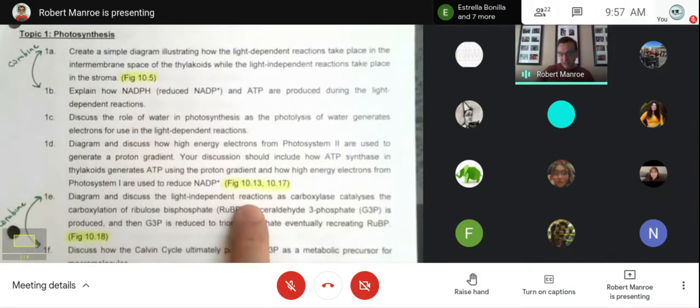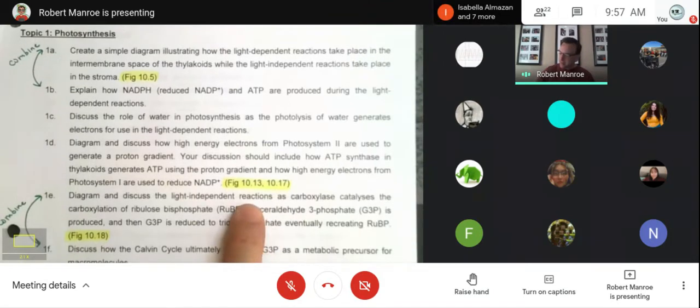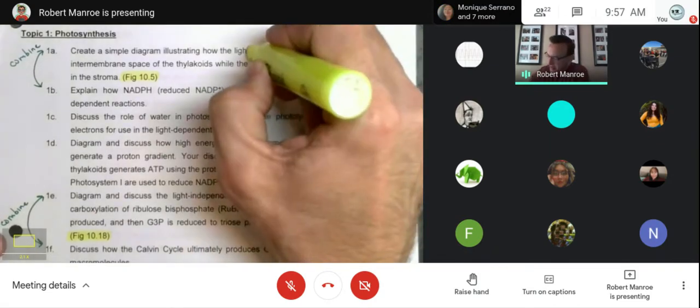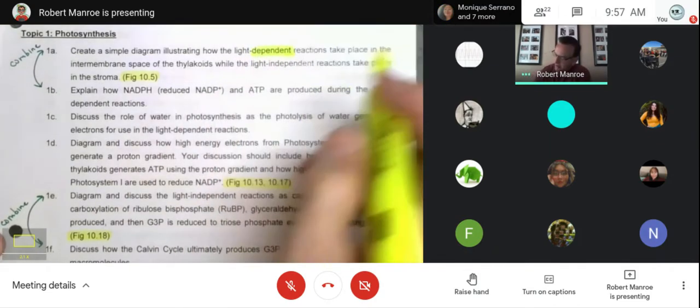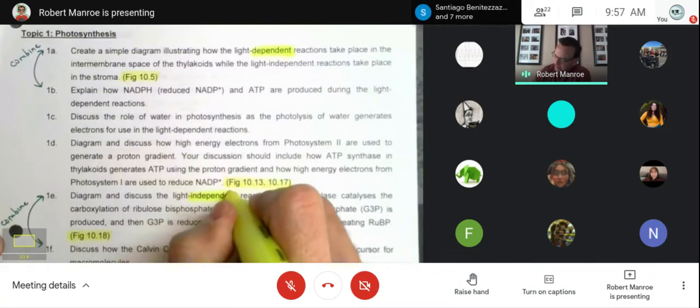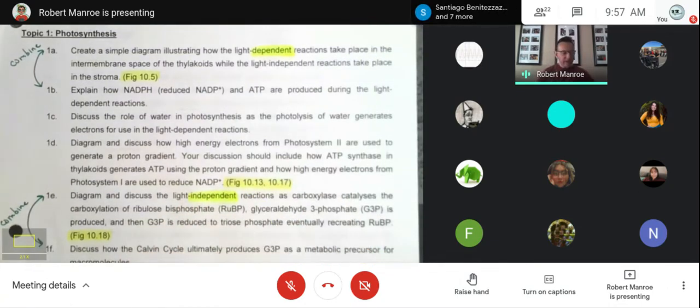Those are images 1013 and 1017. Then it says diagram and discuss the light independent reactions. So be sensitive here. Be sensitive that these are light dependent, and be sensitive that these are light independent. Very, very different processes, of course. So down here, we're in the Calvin cycle.